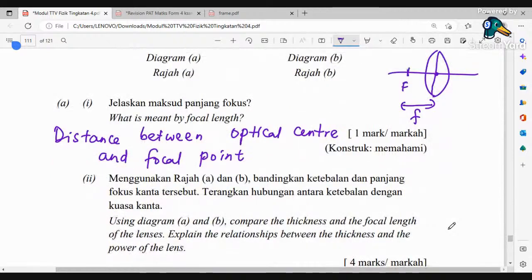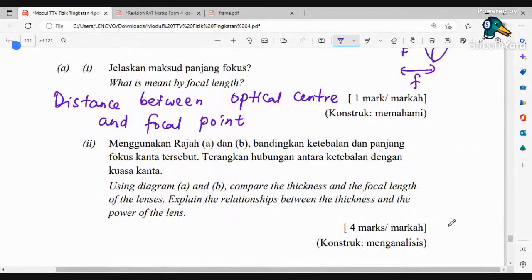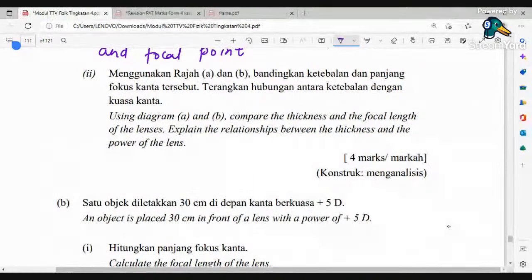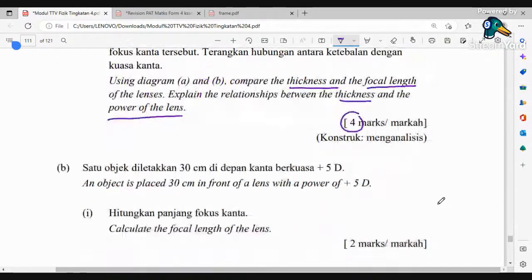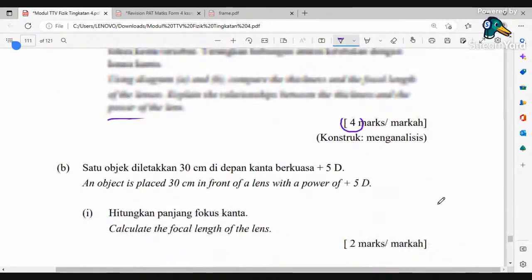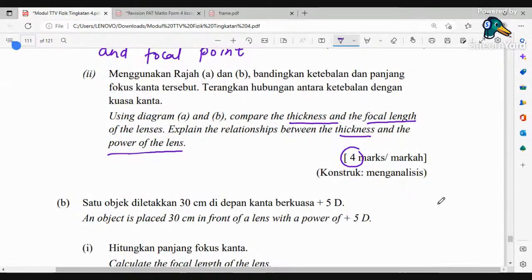Okay. Part 2, using diagram A and B, compare, okay, highlight apa yang you nak compare. Thickness, focal length of the lenses, relationship between thickness and power of the lens. Okay, 4 markah. Okay, sini ada 4 pula. Okay, tak apa, kita tengok comparison untuk soalan ni. Compare lens.